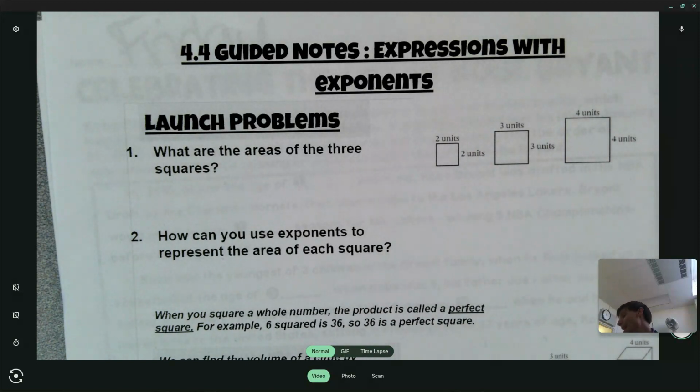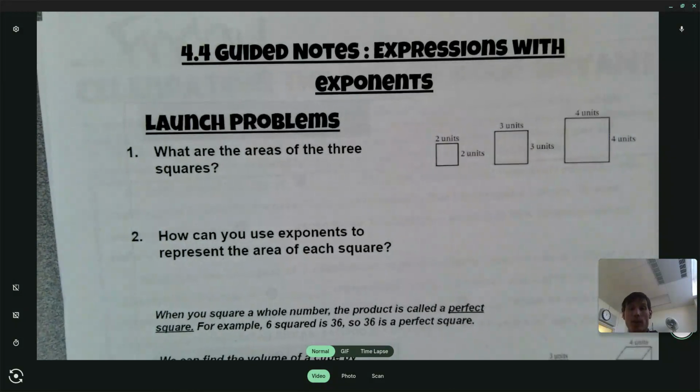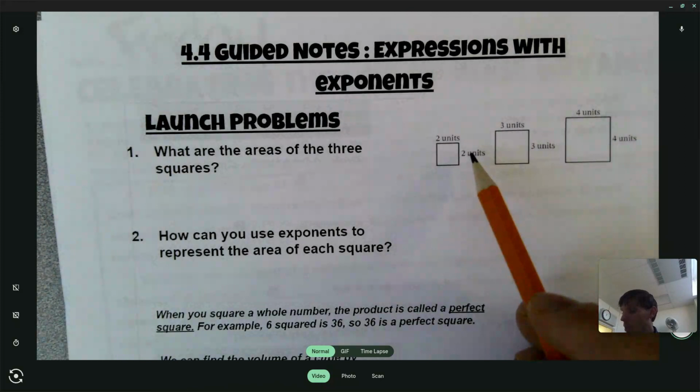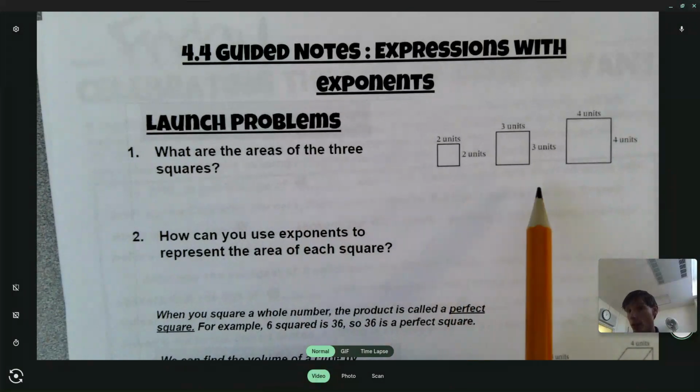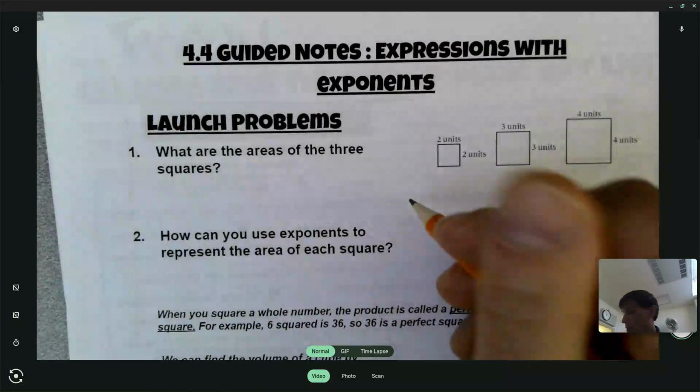So today, our learning target is that you'll be able to evaluate numerical expressions written in exponent form. So we're really looking at exponents and expressions with exponents. For these, we're finding the area of these three squares. We see there are 2 units, 3 units, and 4 units. We know if they're a square, all 4 sides are equal.